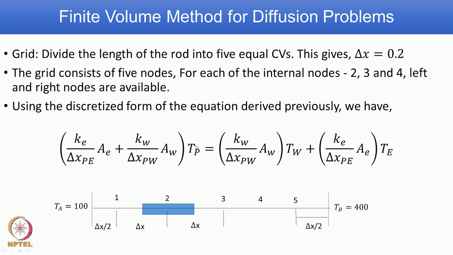As I mentioned before, this node P will run from left to right. In this case, it will run from 1 to 5. But node 1 and node 5 are near the boundary. For the moment, we will consider only 2, 3, 4 internal nodes. So, this equation is written for each internal node. For example, if you write the equation for 2, then T_W actually becomes T_1 and T_E becomes T_3. Now, repeat this procedure for 3 and 4.